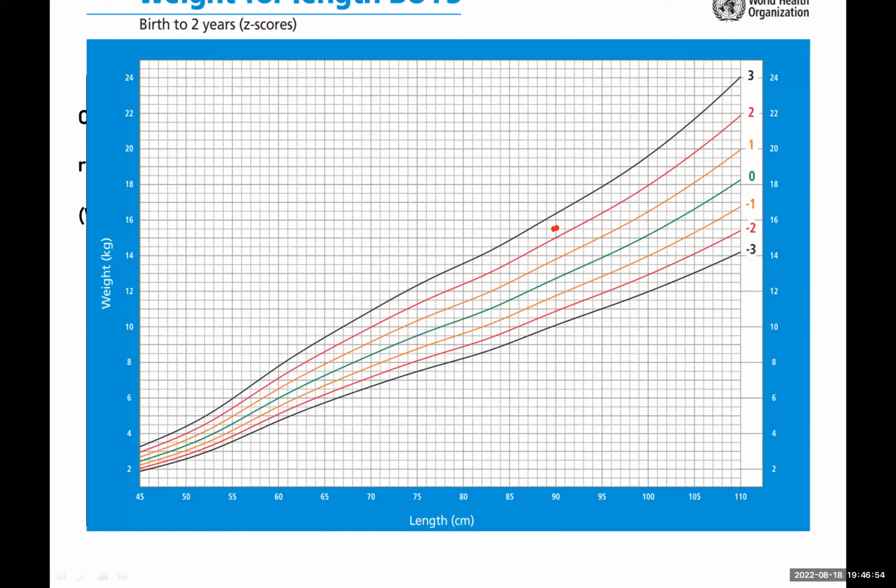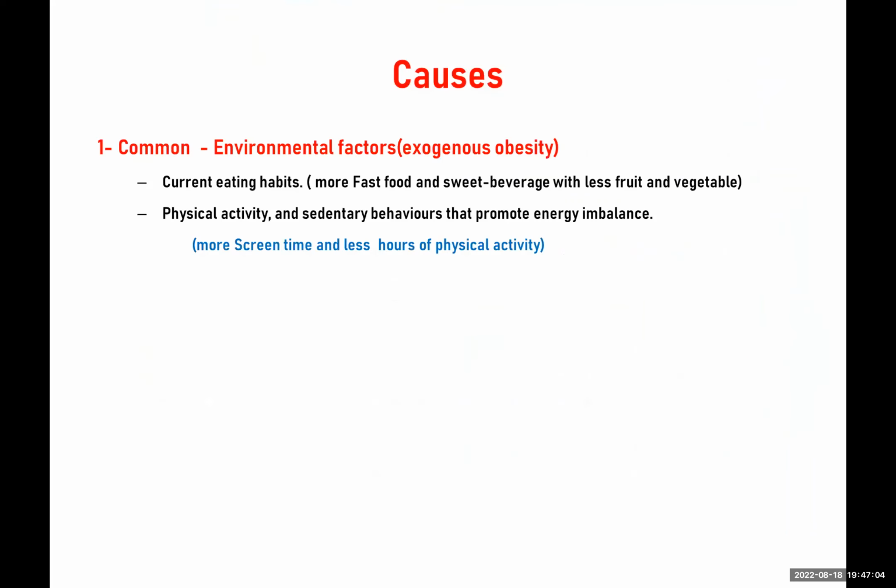And why is it of concern? Because as I mentioned before, currently we see children even less than 2 years of age who have obesity, so you have to know which centile and which growth chart we are going to plot on. Now the cause of obesity. The common cause, as all of us know, is an environmental factor, or we call it exogenous obesity.